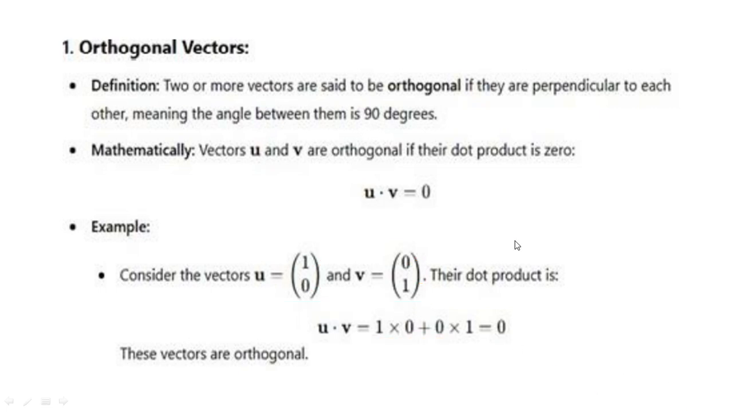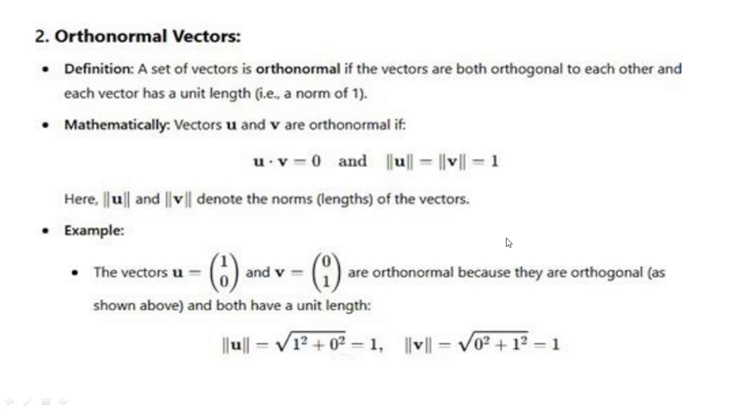Like that, orthonormal vectors. A set of vectors is orthonormal if the vectors are both orthogonal, that is the first condition, and second, each vector has a unit length or norm of 1. So mathematically, the first condition is that they should be orthogonal to each other. The second condition is the norm, or unit length, equal to 1. In this example, u has elements 1 and 0 and v has elements 0 and 1.